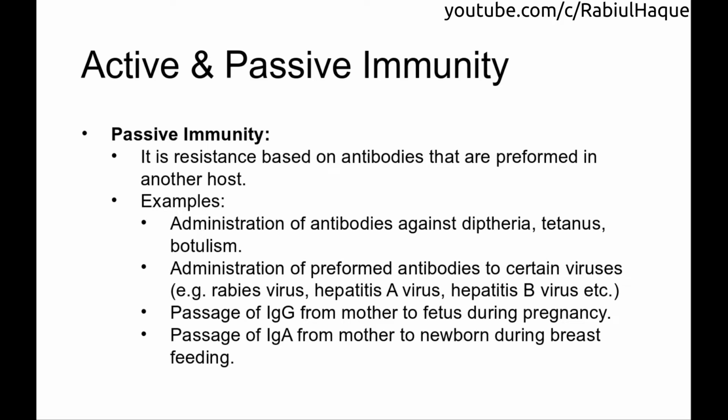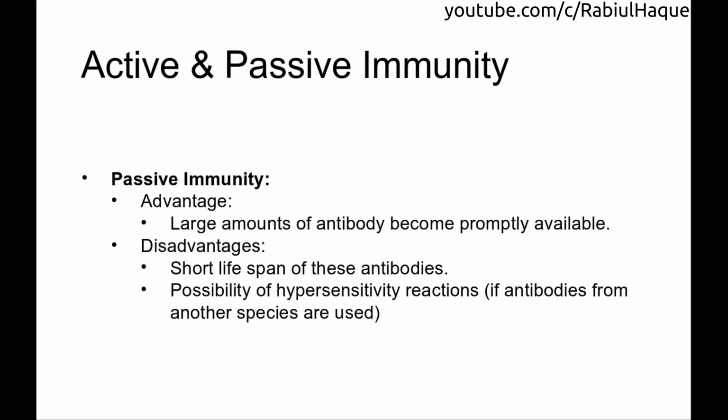Passage of immunoglobulin G from mother to fetus during pregnancy. This is very important. Always remember this, that immunoglobulin G can pass from mother to fetus during pregnancy to provide immunity. This is an example of passive immunity. And another example is passage of immunoglobulin A from mother to newborn during breastfeeding. What is the advantage of passive immunity? The main advantage is prompt availability. Large amounts of antibody become promptly available in case of passive immunity. And what are the disadvantages? Short lifespan of these antibodies, and there is possibility of hypersensitivity reaction if antibodies from another species are used.